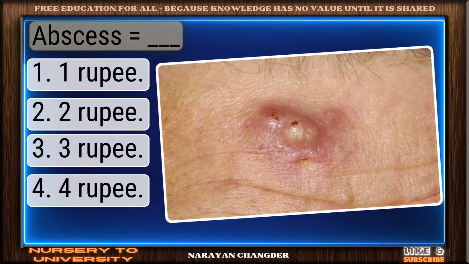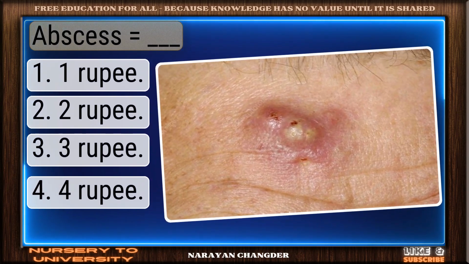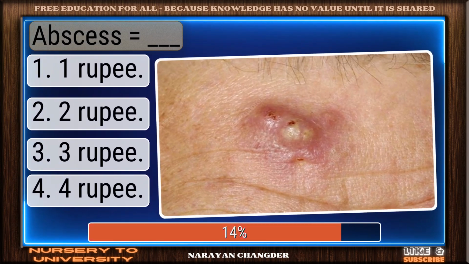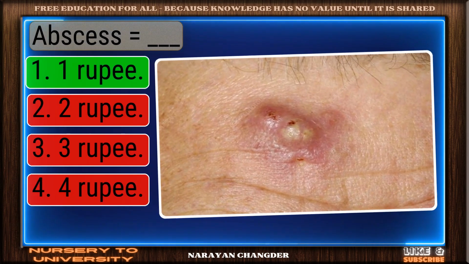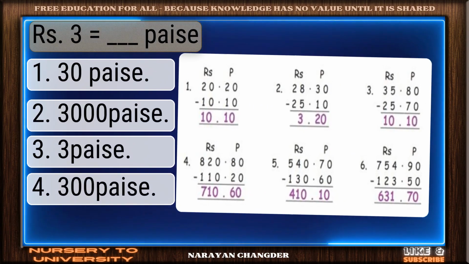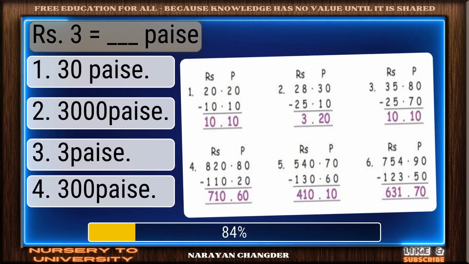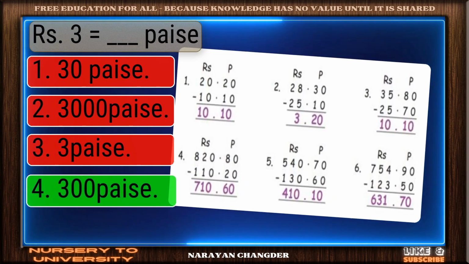Can you solve all these Class 3 Maths Chapter 14 rupees and Paise questions? Paise equal to dash rupees. Well done. 1 rupee is the right choice. Rs 3 equal to dash Paise. Well reasoned. 300 Paise is the correct choice.